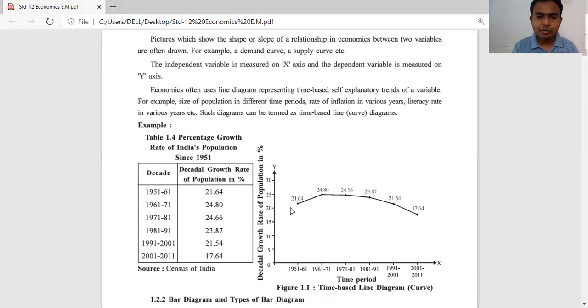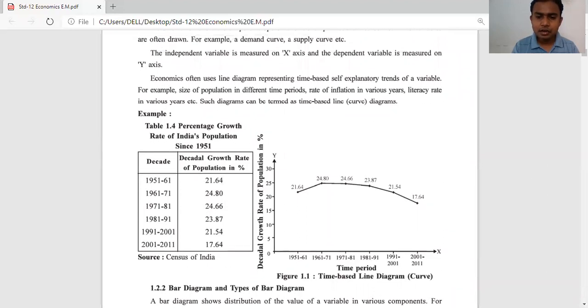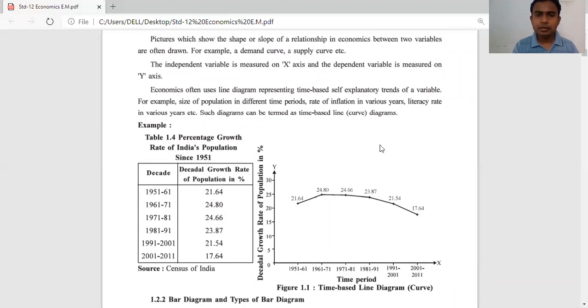Like that, you have to check the years and check the values on y-axis, and wherever the values fall, you have to keep a dot. And finally, when the values are ended, you have to take a scale and join all the dots, which will give you a curve. This is called as time-based line diagram, or you can also call it as a curve. Thank you very much.